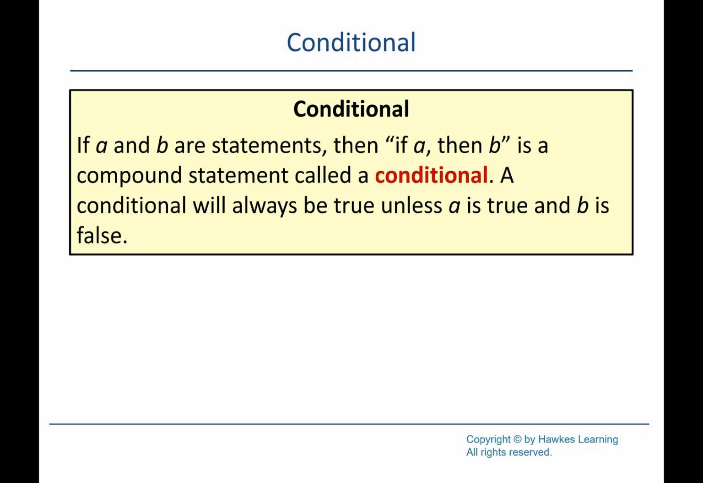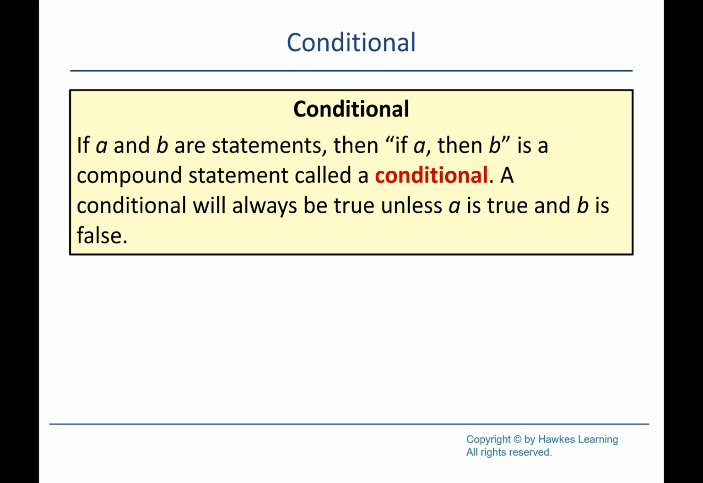And our rule here is the hardest one for me to remember. I don't know how it'll be for everybody. But the short version is there's only one time when a conditional statement is false. And that's when the first part is true and the second part is false. Then the whole thing will be false. Any other time, a conditional statement is going to be true. Okay. That one's a little harder to wrap your head around.